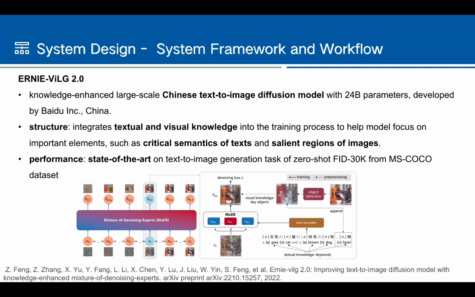Based on the basic diffusion model, ERNIE-ViLG tool integrates textual and visual knowledge into the training process to help model focus on important elements, such as critical semantics of text and salient regions of images. The performance of ERNIE-ViLG tool is state-of-the-art on text-to-image generation task of zero-shot FID-30K from MS COCO dataset.